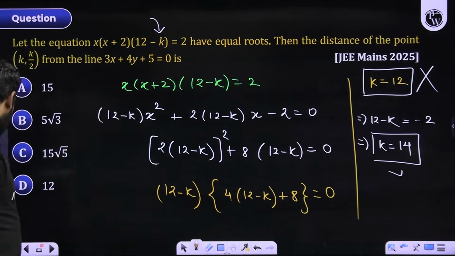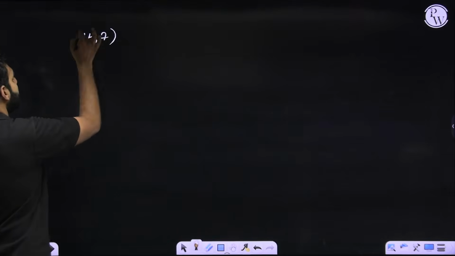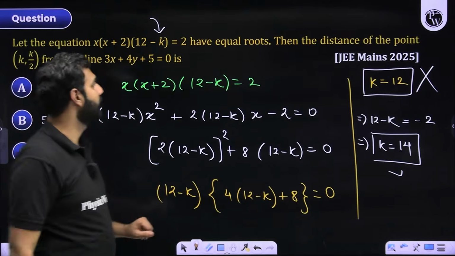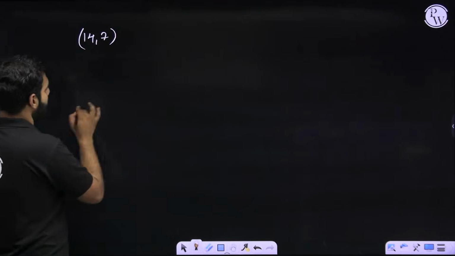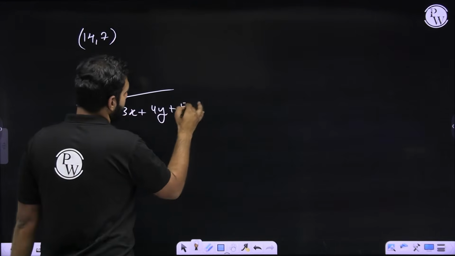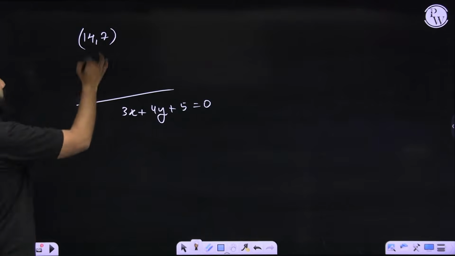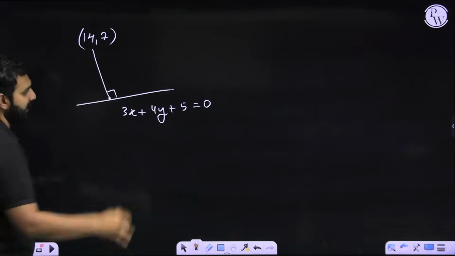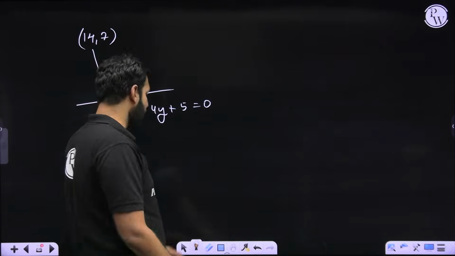So the point should be 14 comma 14 by 2, which is 14 comma 7. That's the point. What else do we have? The distance of that point from the line 3x plus 4y plus 5 is equal to 0. I hope that's the line we are dealing with. Yes. So we are dropping a perpendicular from here onto this line, and we need to find the distance. How do we do that?